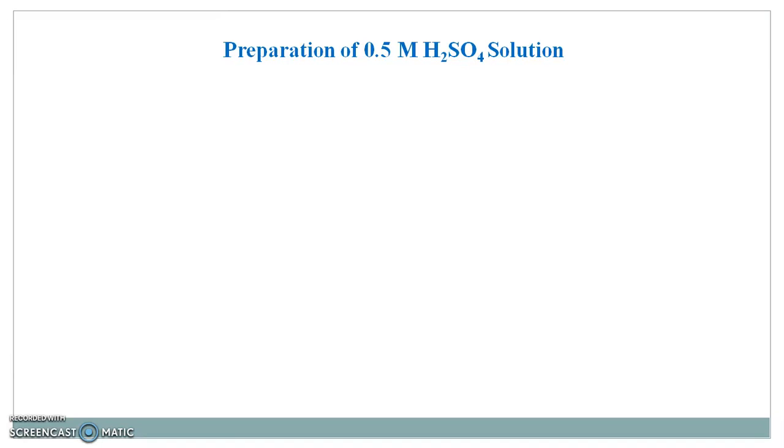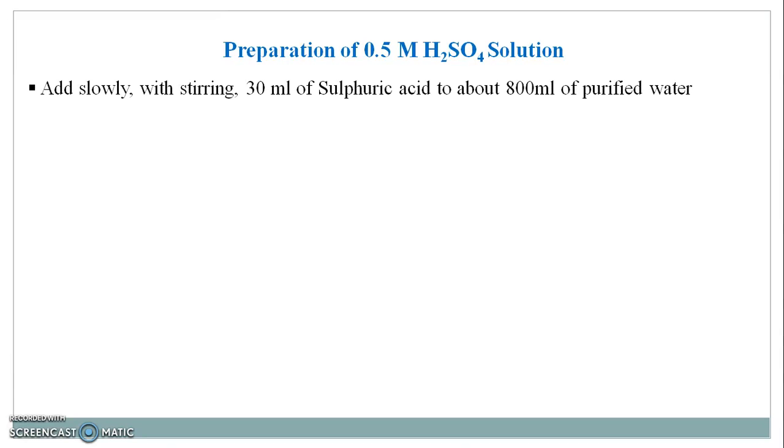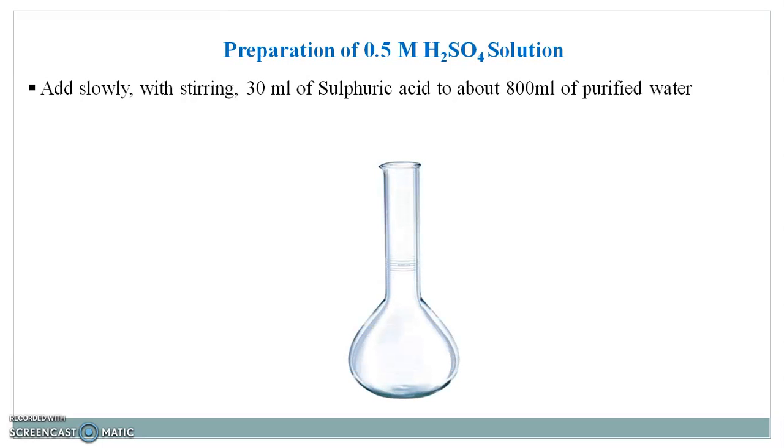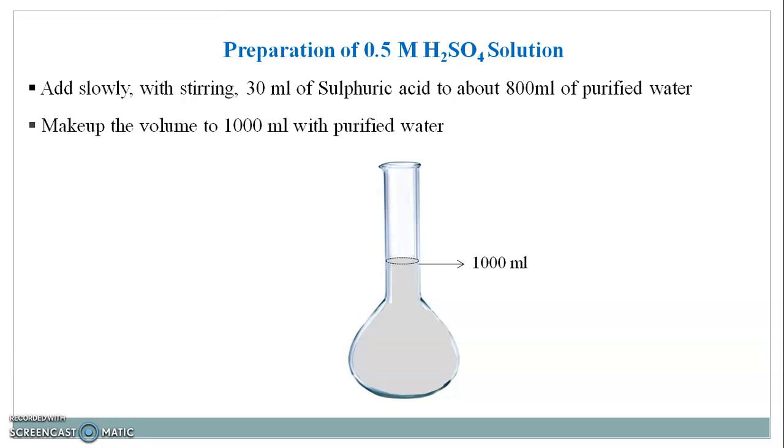Here we prepare 0.5 molar sulfuric acid solution, and for that you have to measure 30 ml of concentrated sulfuric acid and add slowly with stirring to about 800 ml of purified water in a volumetric flask. Then stir it well again and make up the volume up to 1000 ml with purified water. After that, allow it to cool to 25 degrees centigrade. So this sulfuric acid solution has a concentration of 0.5 molar.